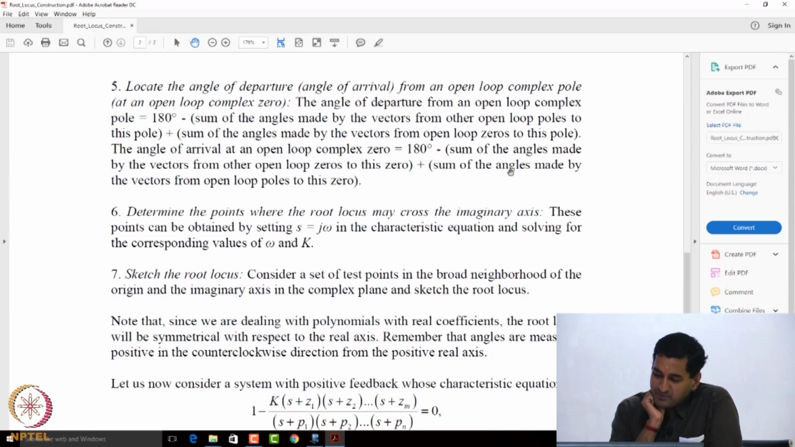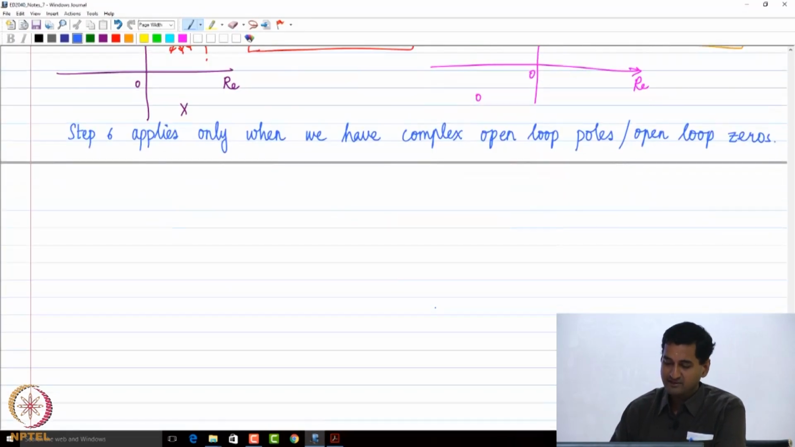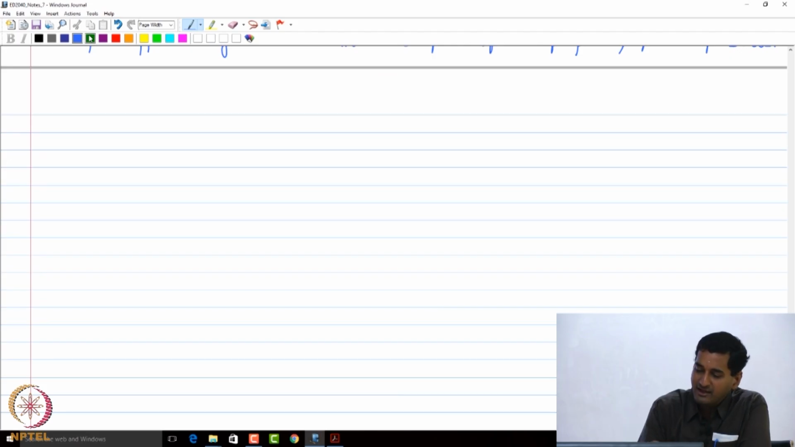The angle of departure from an open loop complex pole is going to be 180 degrees minus the sum of the angles made by the vectors from the other open loop poles to this pole, plus the sum of the angles made by the vectors from open loop zeros to this pole. That is the equation for calculating the angle of departure, right? So how do we get this formula? Let me take an example. I am going to lead you to this answer, and I will leave you with a small exercise to do before the next class.